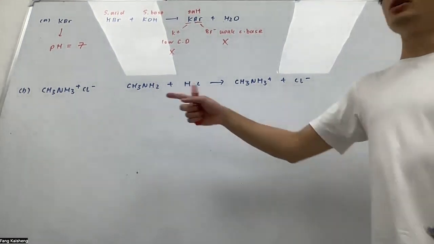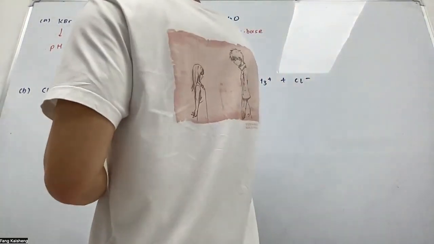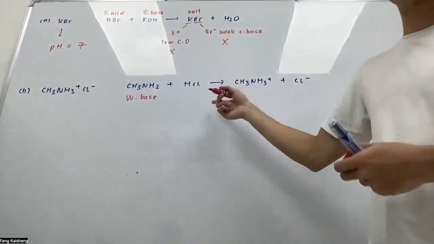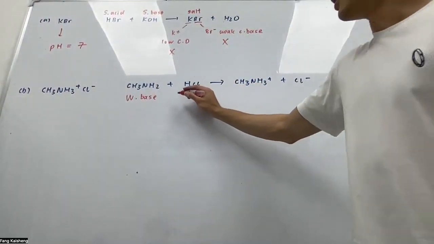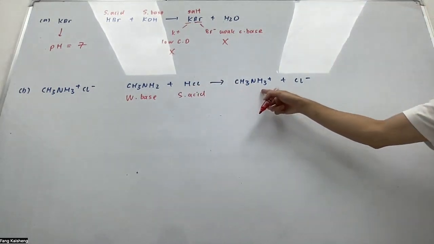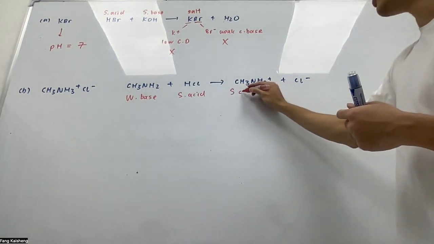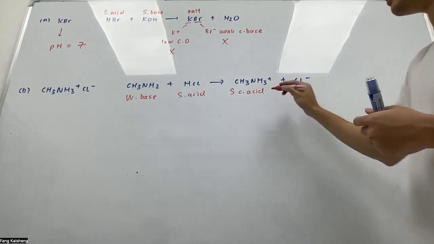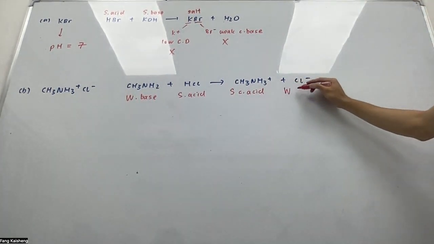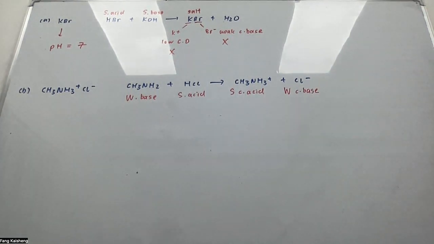I know you guys don't really know what amines are yet, but let me just tell you first, this is a weak base, so let's work this out together. KCl is a strong acid, okay, let's identify everything. This is the strong conjugate base. And Cl minus is the weak conjugate base.